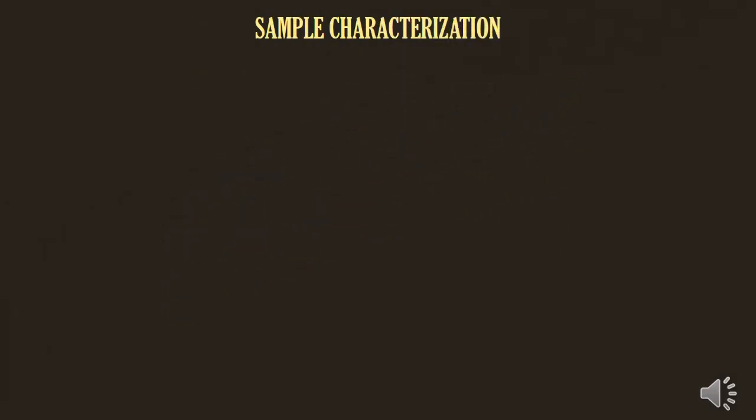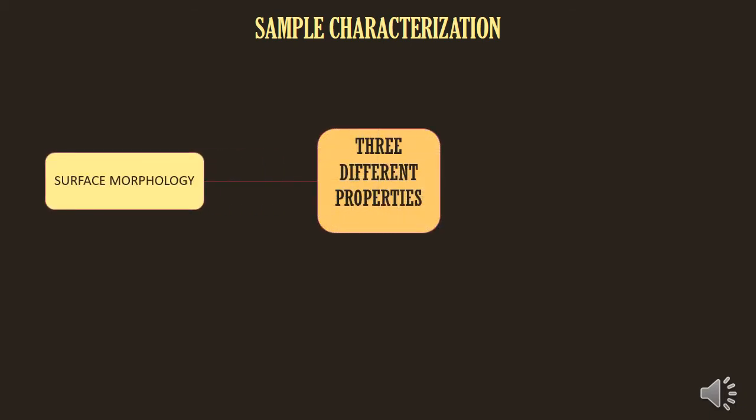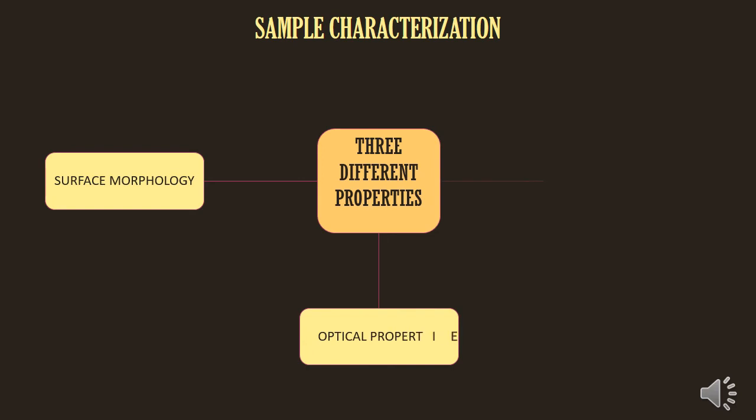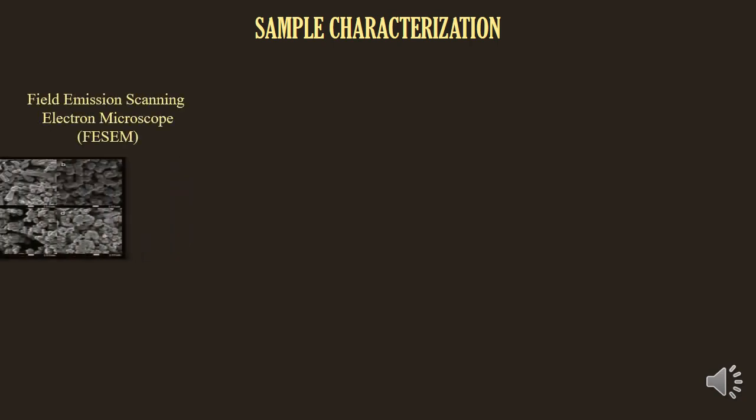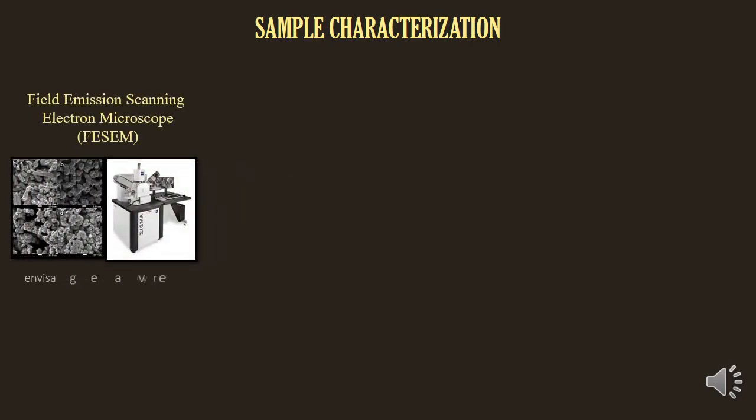The sample characterization that will be employed in this study consists of three different properties, which are surface morphology, optical properties, and also elemental properties, and these properties will be measured by using three different equipment. The first equipment is field emission scanning electron microscope, which is used to visualize very tiny particle topography on the surface or whole or fragmentary objects.